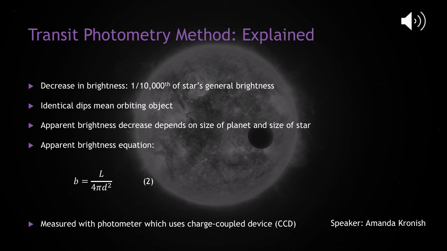As shown in this equation, the apparent brightness is inversely proportional to the square of its distance. Therefore, the further away a star is from Earth, the lower its apparent brightness. The apparent brightness is measured using a photometer, hence the name transit photometry. In this case, a photometer is an instrument inside of a telescope that records the strength of light emitted by an object. It uses a charge-coupled device camera, or CCD camera, and registers all of the photons that reach it in its field of view.